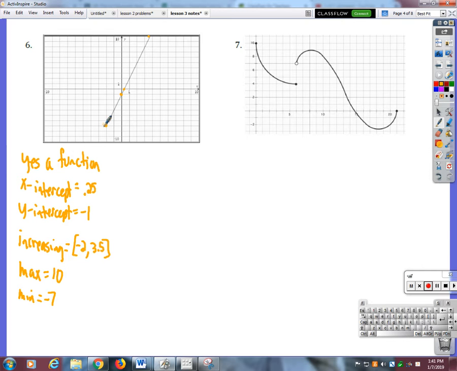Symmetry, anyone? Nope. Domain and range? Oh, yeah, domain and range. That's the last part? Okay.